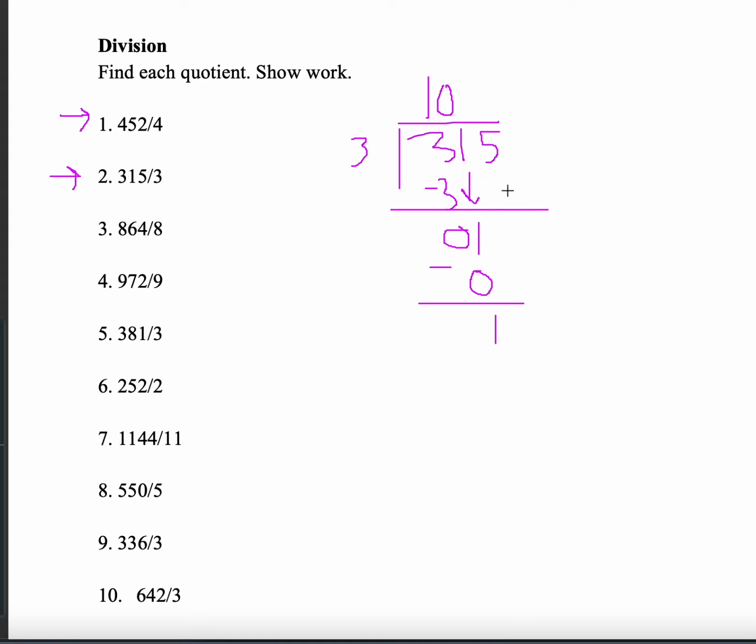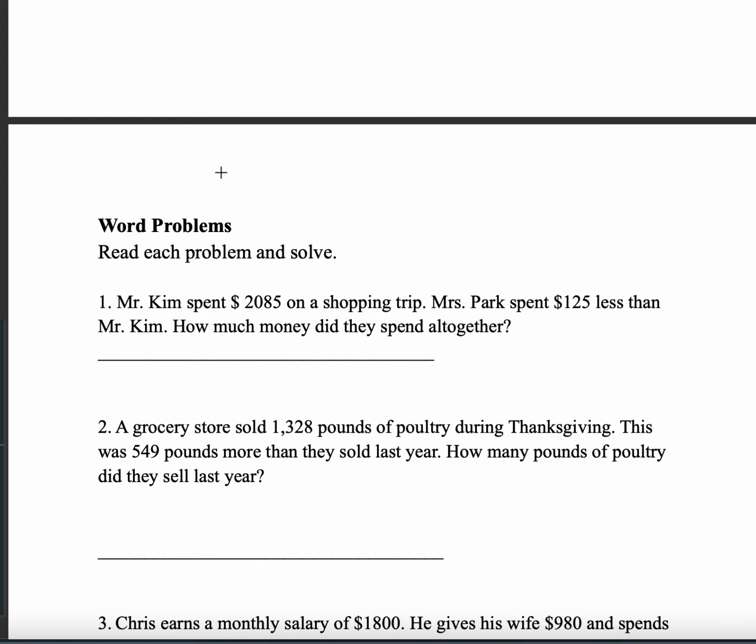So this is 1. And then we bring down the 5. But 3 can go into 15 equally 5 times. So 3 times 5 is 15. So now we're left with nothing. So 315 divided by 3 is equal to 105. This is simple stuff. Let's move on to the last page.